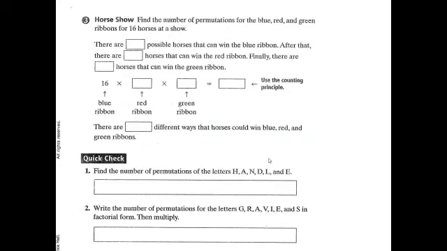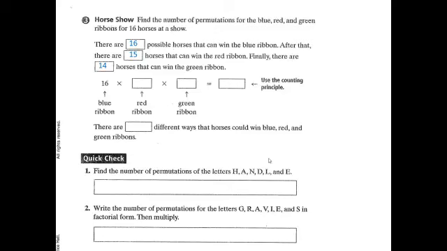Now we're going to a horse show. We're going to find the permutation for the red, blue, and green ribbons for 16 horses at a show. That means we're only giving out 3 ribbons, blue, red, and green. But we want to know how many different combinations there are of how many different horses can win. There are 16 possible horses that can win the blue ribbon. Once a horse wins a ribbon, they're not eligible for the other ribbons. After that, there are 15 horses that can win the red ribbon. And finally, there are 14 horses that can win the green ribbon.